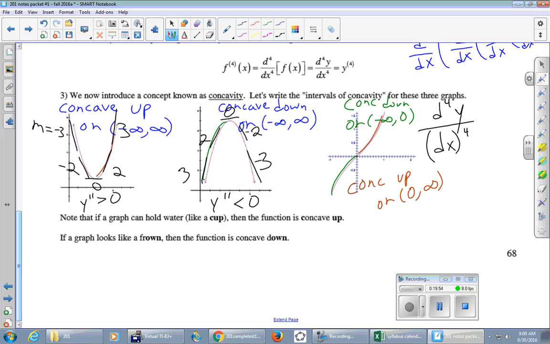Okay, and then in the second one is where things change. On this piece of the curve, the graph we said was concave down, which means what's true about y double prime?